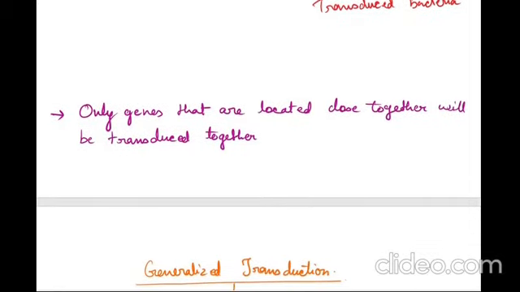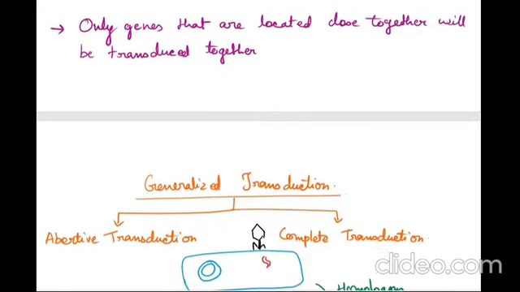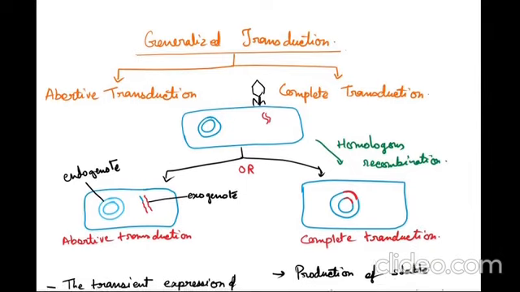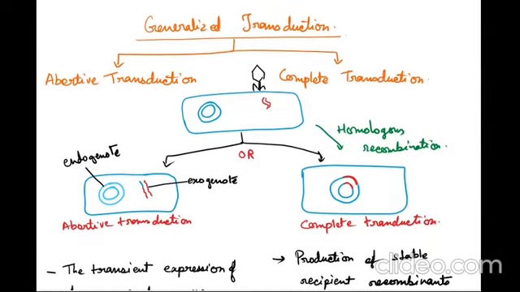So only genes that are located close together will be transduced together. With the help of this, we can understand the distance between genes: if the genes are present close together, they can be transduced together. So all this information can be taken from here. Now, generalized transduction can be of two types, abortive transduction or complete transduction.